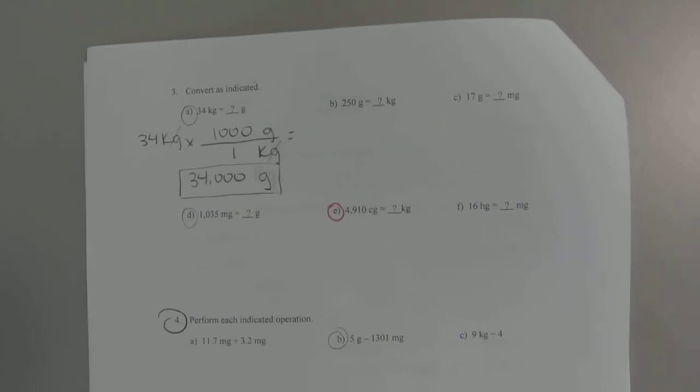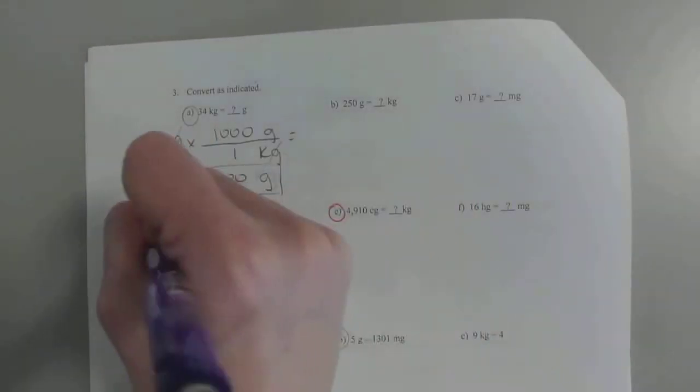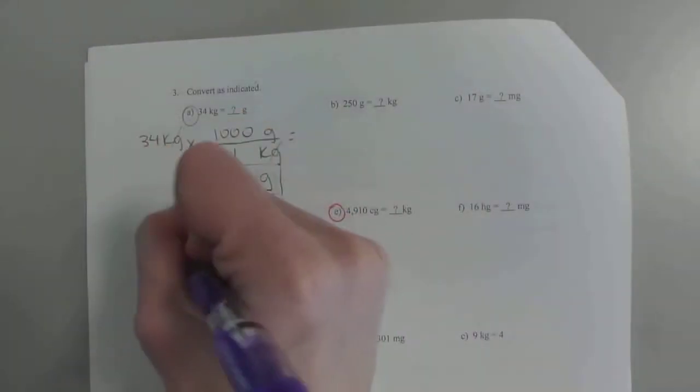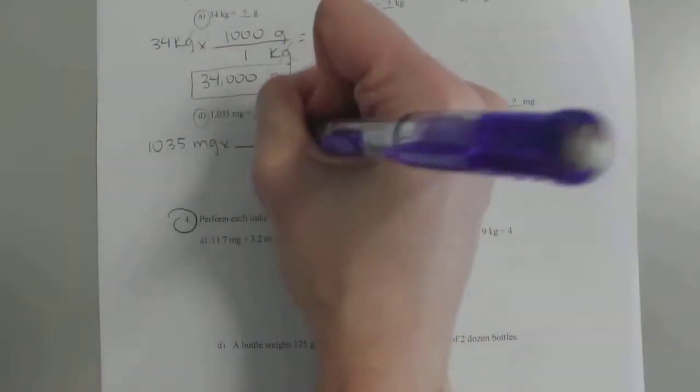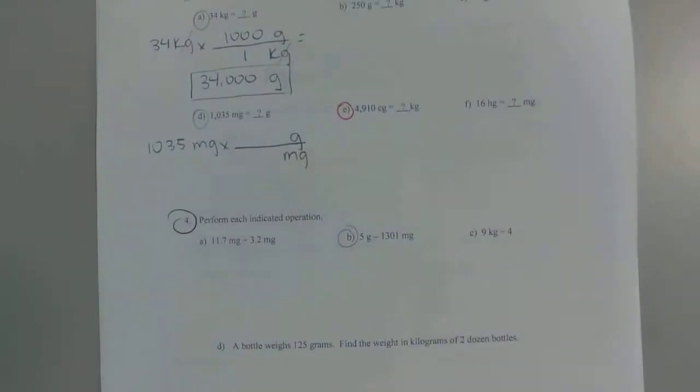So milli is actually the same thing. It's 1,000, but it's the other direction. It's actually smaller. So there's 1,000 milligrams in 1 gram. So what we're going to do is we're going to start with 1,035 milligrams. We want to get rid of him, so he goes on the bottom. And grams goes on top.